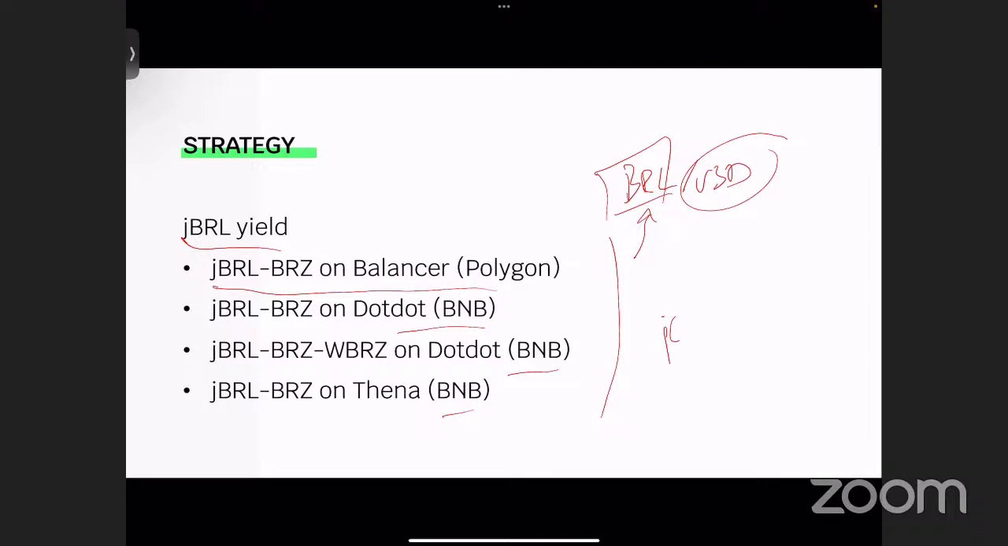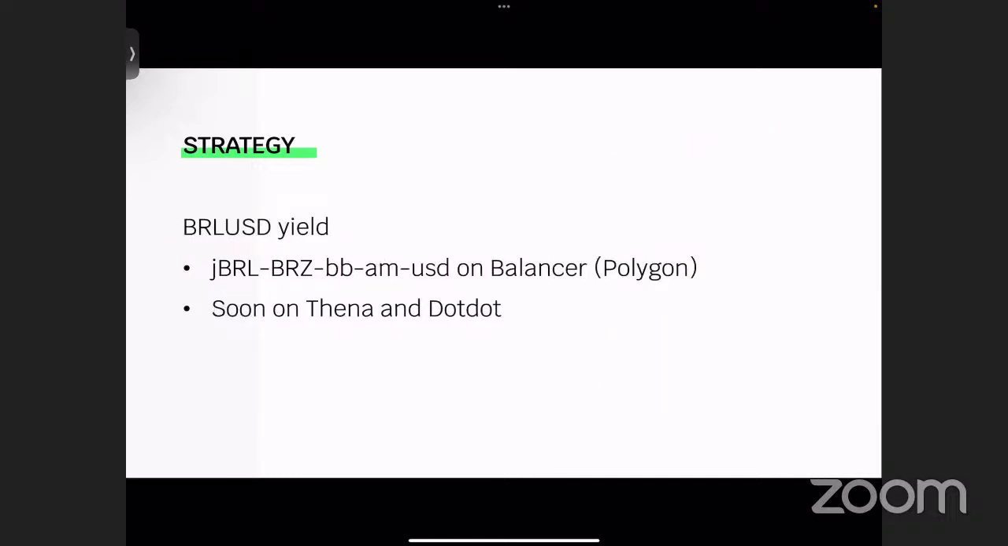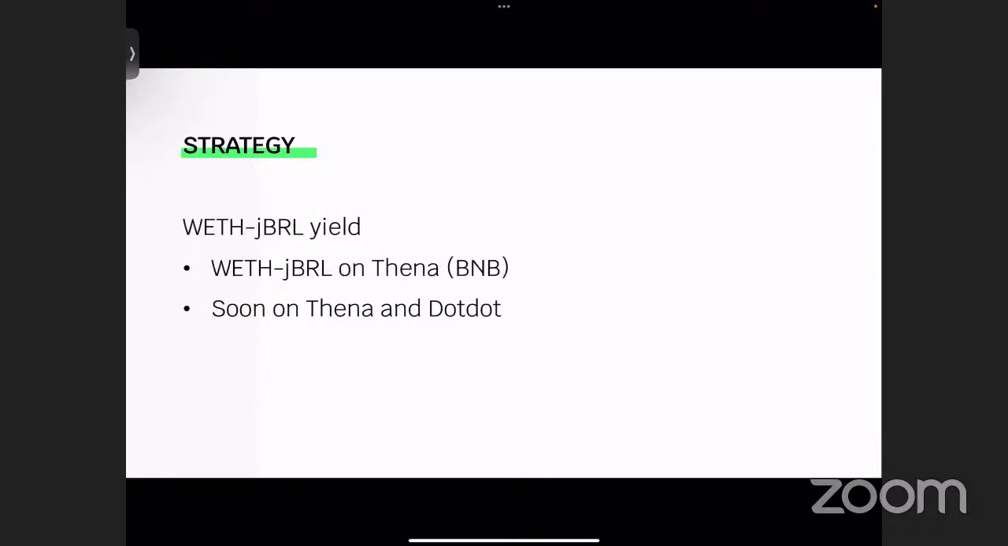But what you can also do, since you have JEuro or USD, is borrow with the JEuro collateral, you can borrow JBRL, and then you can farm with JBRL. Like that, you can enjoy the yield on JBRL, which historically has been always above JEuro yield because there are fewer people. Yet you keep your exposure to JEuro. We have also the BRL USD yield on Balancer and soon on Thena and Dot, and the wrapped ETH BRL on Thena and also soon on Dot.